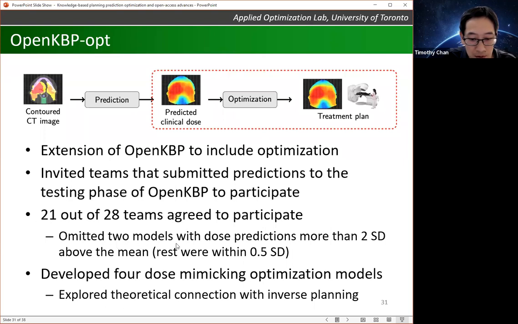Two of those teams' models had dose predictions that were not as good, so in the results that we show, we don't show those results, but we still include all 21 teams in the study. We developed four optimization models. The details aren't so important. What we are going to do is run each one of these prediction models through each one of these optimization models to get a huge number of treatment plans, so that we can try and understand the relationship between prediction and optimization and the quality of the plan.